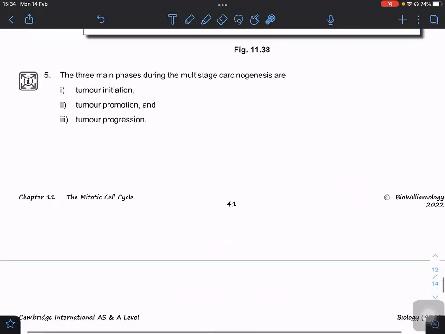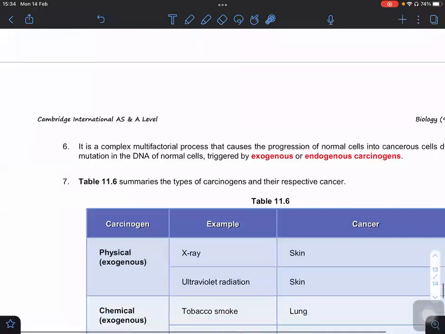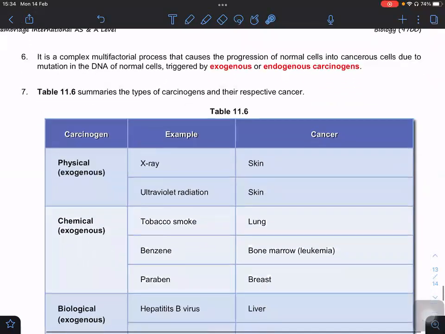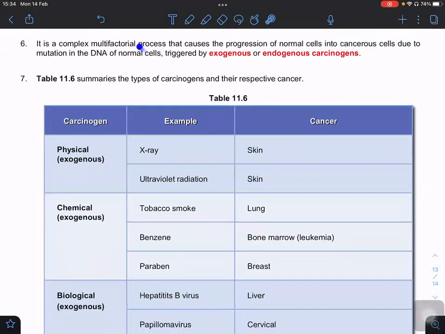The three main processes during multi-stage carcinogenesis are tumor initiation, then promotion and progression of the tumor. It is a very complex and multifactorial process that causes the progression of normal cells into cancerous cells. But we do know that most of the time it is due to mutations in the DNA triggered by exogenous or endogenous carcinogens. Again, a carcinogen is an agent that causes cancer.